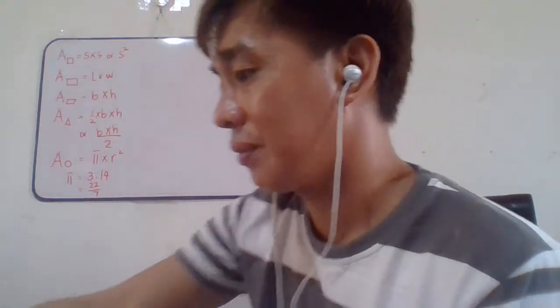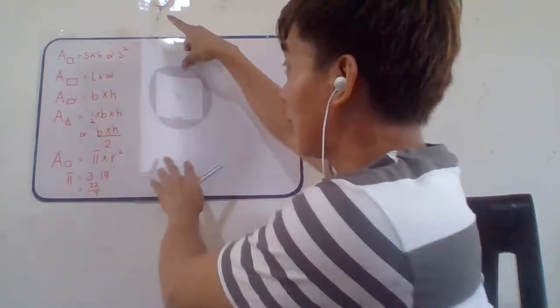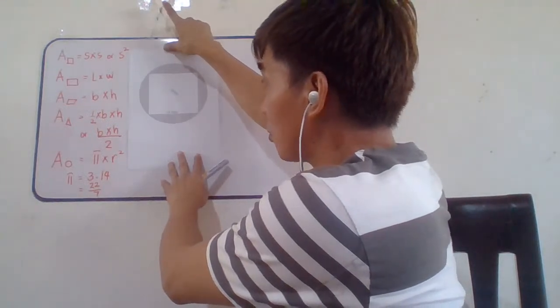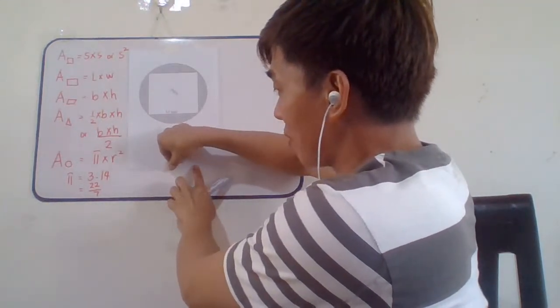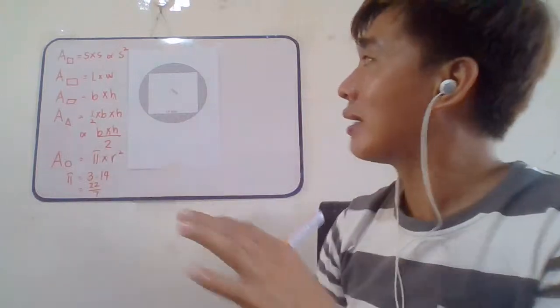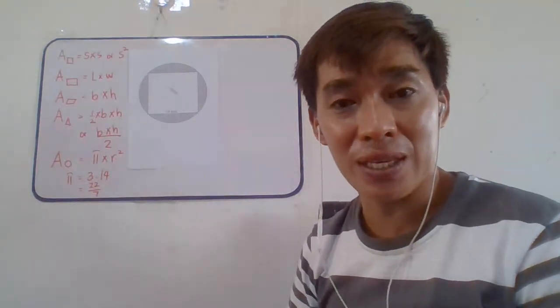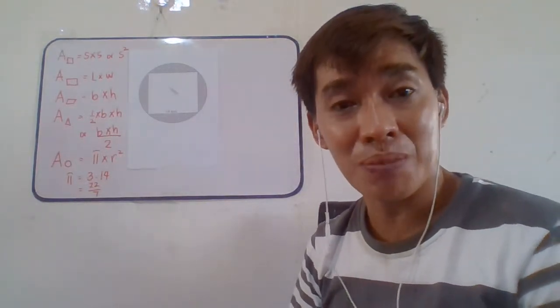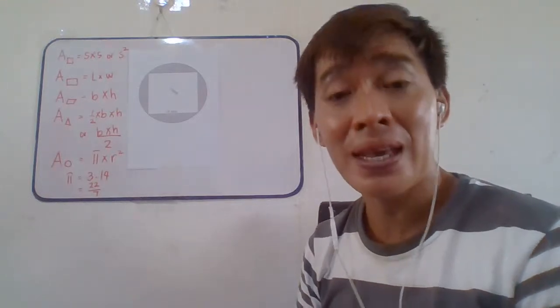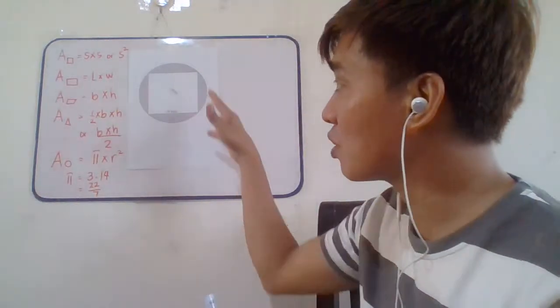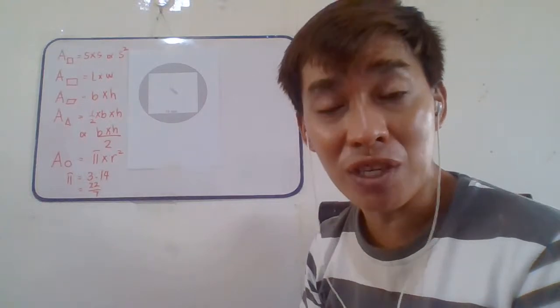Hopefully. Because I know my students are struggling on how to get the area of this composite figure. A simple figure is already hard for them, and this is a composite figure. Now, this time, you are asked here to get the area of the shaded region.